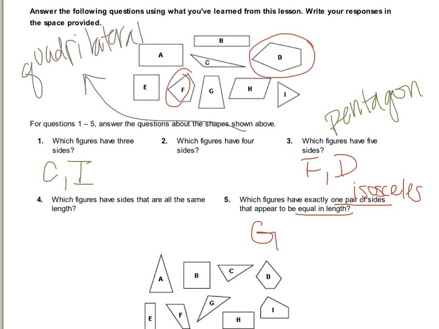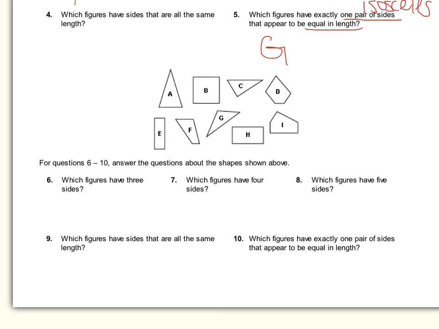Because this particular question said exactly one pair of sides, that means it does not have 2 pairs or 3 pairs. It has exactly one pair of sides. G is actually our only answer. You could argue that A has a pair of equal sides, and B as well. Technically, A and B have 2 pairs of equal sides, and that's why we cannot answer that for question 5. So if we move on to question 7.